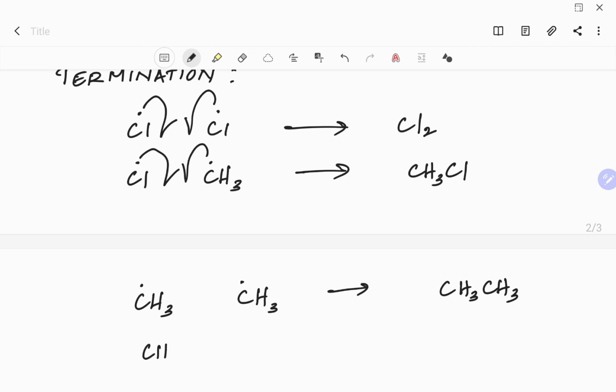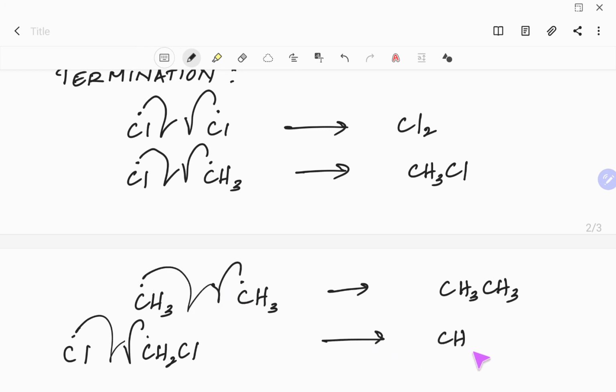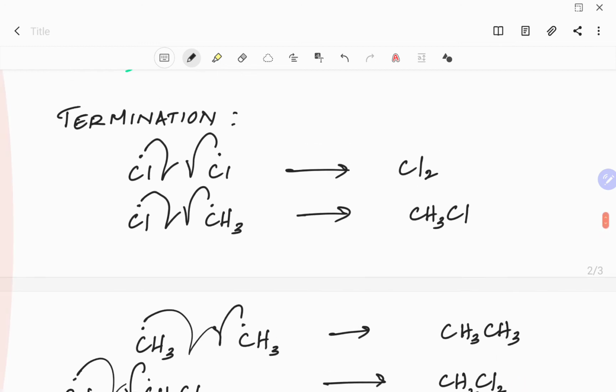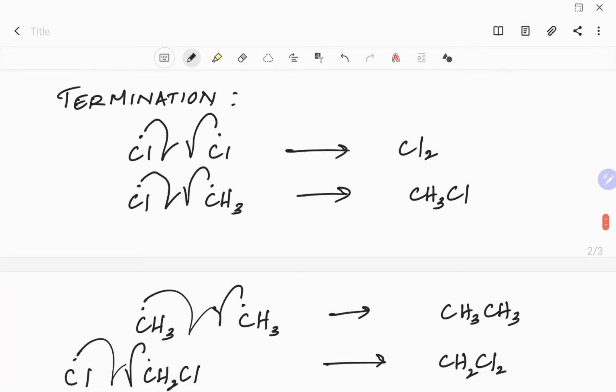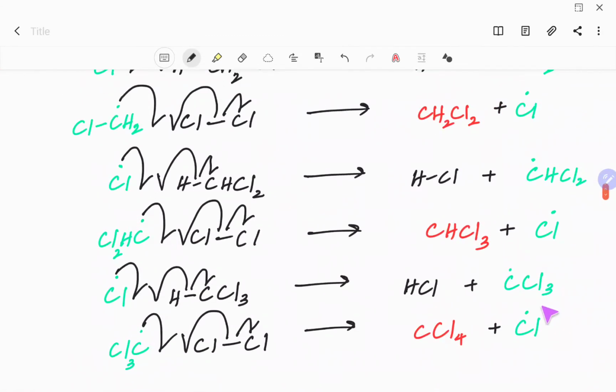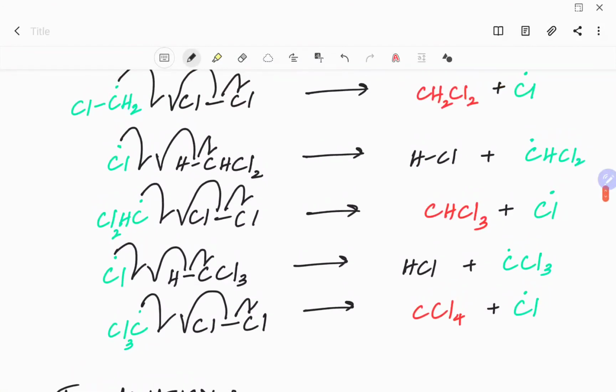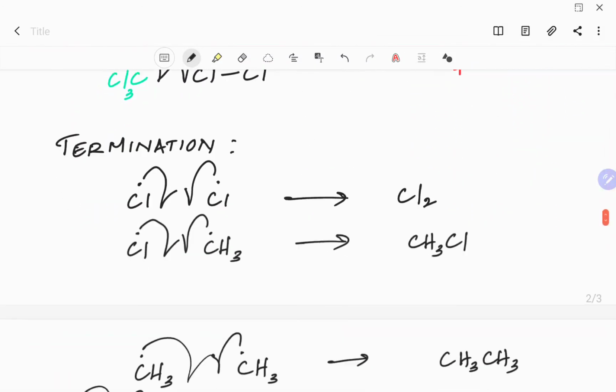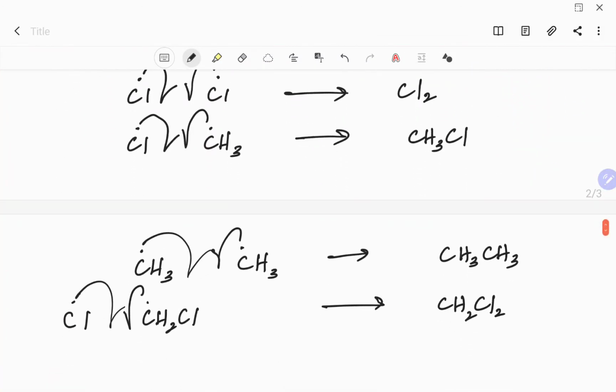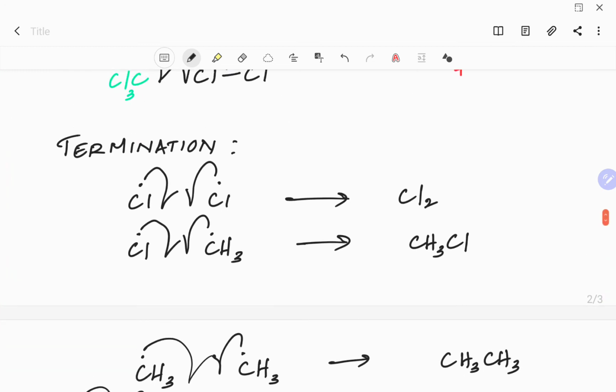Sometimes you can have a CH2Cl radical reacting with another chlorine radical. If this happens, what you get is CH2Cl2, dichloromethane. You can write many other termination reactions, but the only thing you have to do is make sure to use two radicals. You can use any of these radicals, react them together, and see what kind of products you get. But once again guys, these termination reactions are very rare.